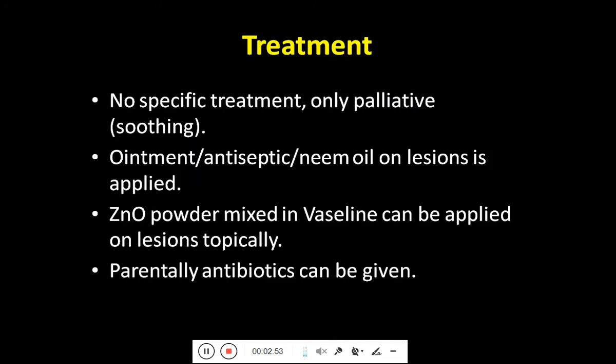Coming toward the treatment, there is no specific treatment for pox, and only palliative or soothing treatment can be given to the animal. From that, we can use ointment and antiseptic wash, and neem oil on the lesion for a soothing effect. Zinc oxide powder mixed in Vaseline can be applied topically on lesions, and parenteral antibiotics can be given to prevent any secondary infection.